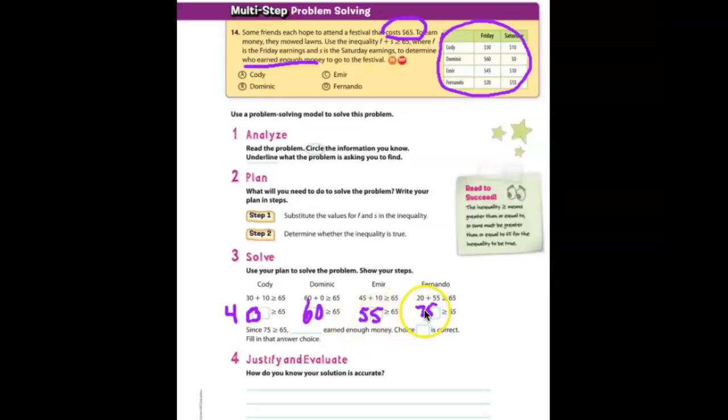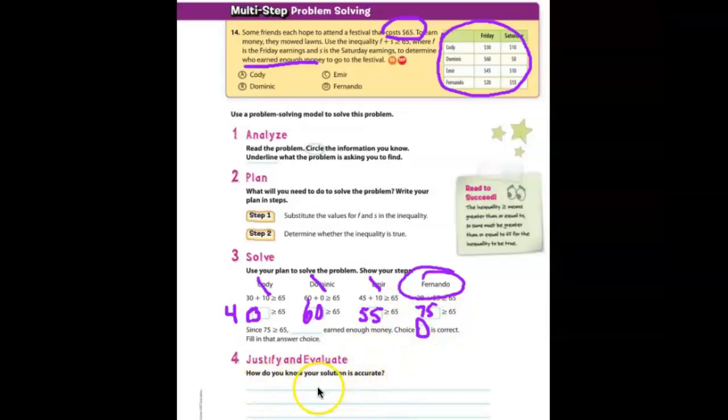So now we're going to see which people were able to earn at least $65 in order to go to the festival. Cody did not. So we're going to cross Cody out. Dominic did not. 60 is not greater than or equal to 65. Amir did not. 55 is not greater than or equal to 65. And so the correct choice is going to be what? A, B, C, or D? Answer that for me, please. All right, the answer is only Fernando earned enough money, so the correct answer is D. $75 is definitely greater than 65.